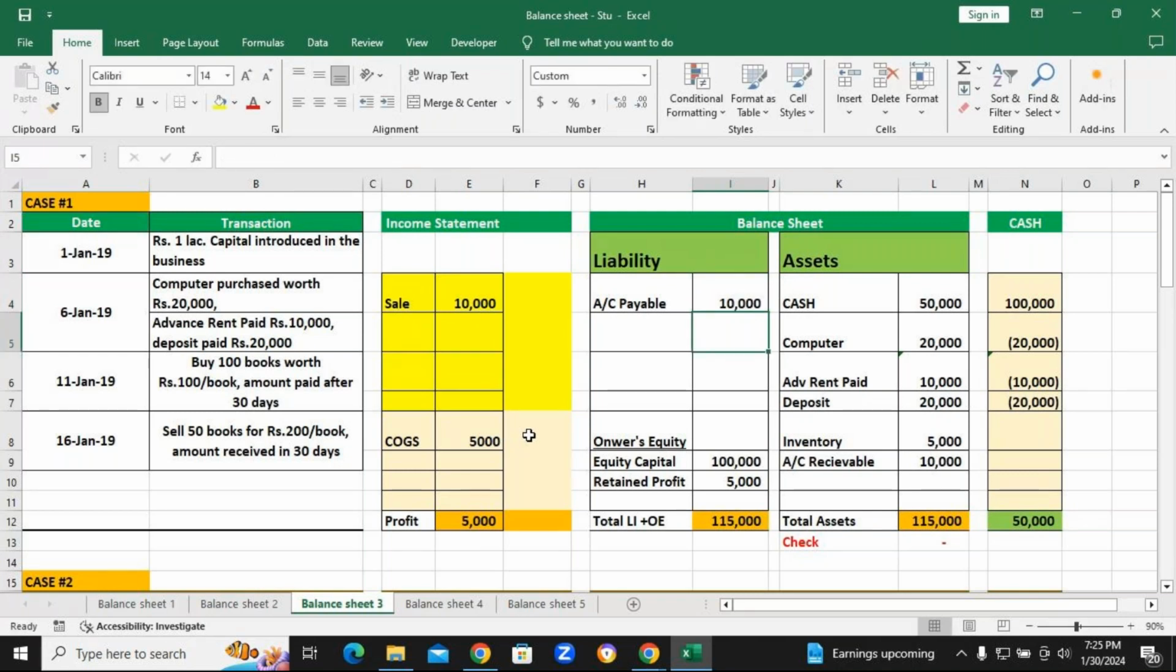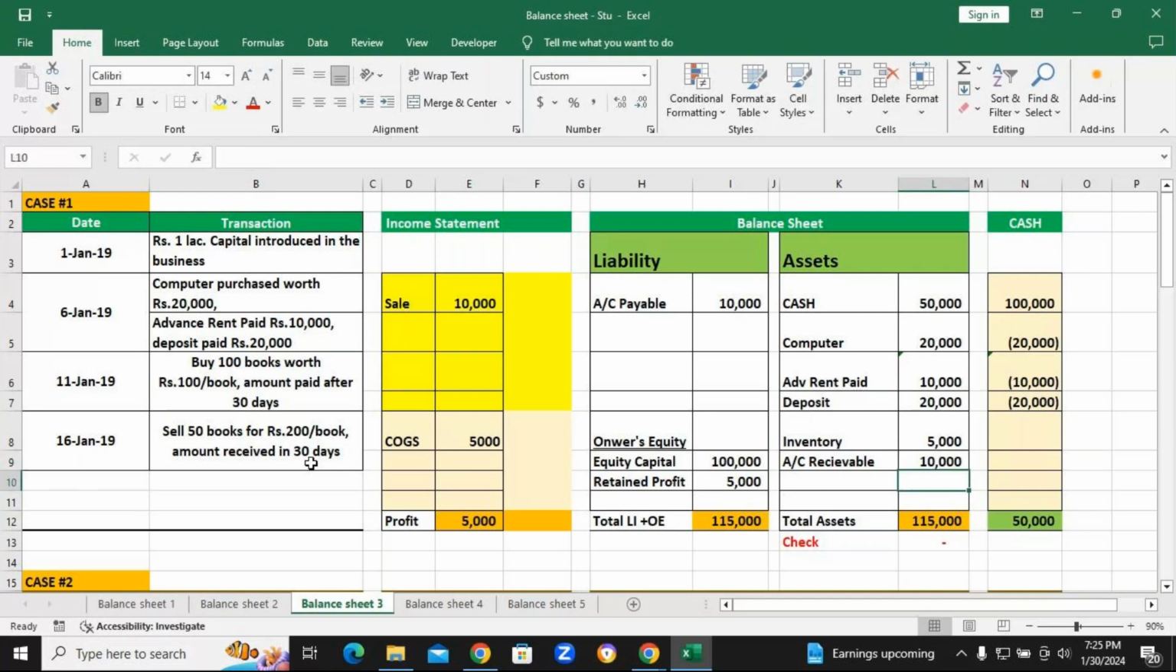Account receivable means whatever sales I have made. I have sold 50 books at the rate of 200 rupees per book, and the amount will be received in 30 days. That means the amount is not yet received; it is yet to be received. So this is receivable. Receivable means I am yet to receive. Payable means I am yet to pay. That means at both ends it is not yet cleared.